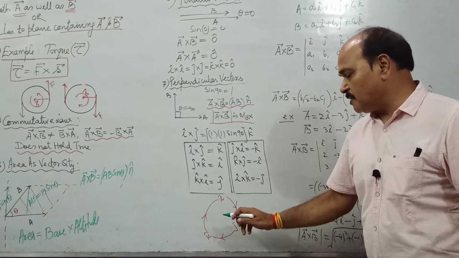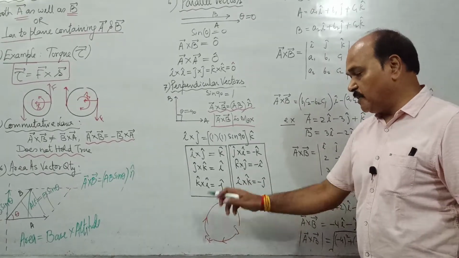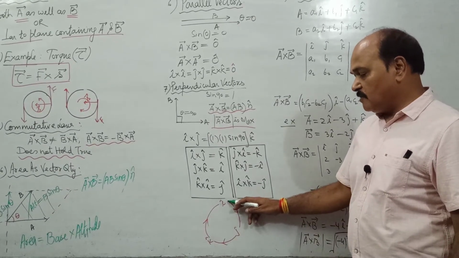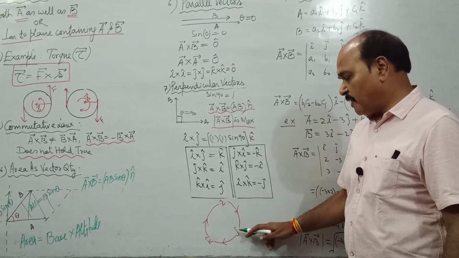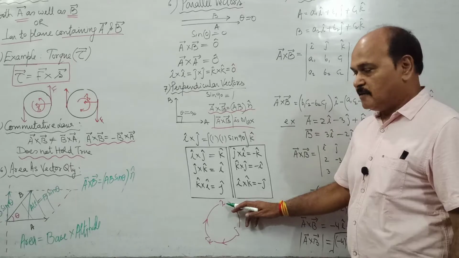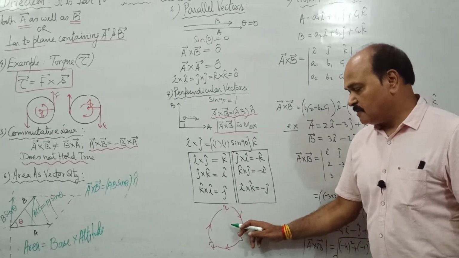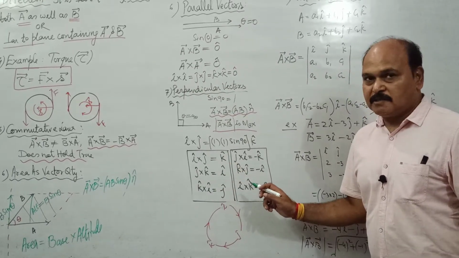And if we move in opposite direction, against this arrow, if we move in anti-clockwise direction, then what is this? J cross I is equal to minus K, I cross K is equal to minus J, and K cross J is equal to what? Minus I. And these 6 results are written here. So with this diagram, you can recollect all these 6 results.